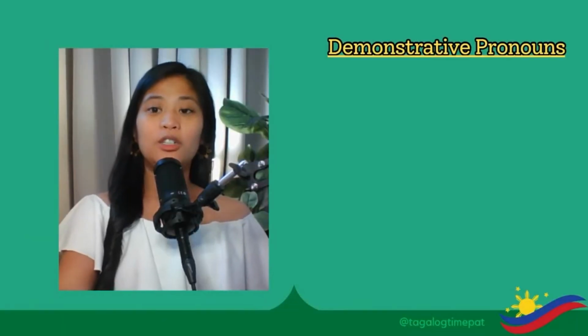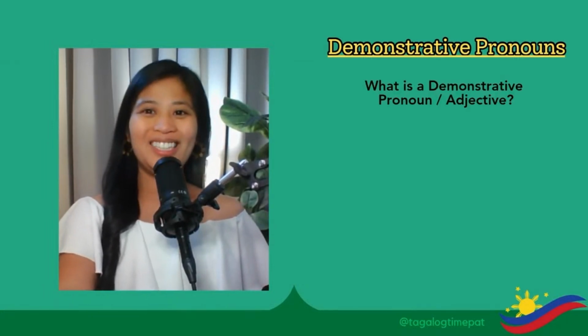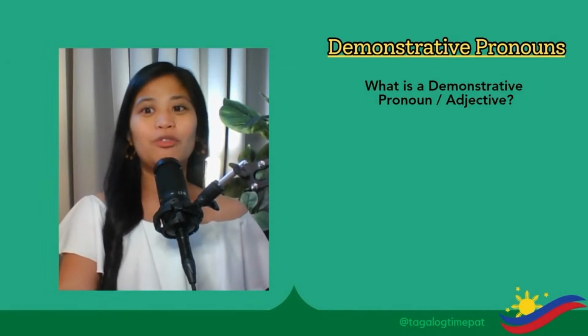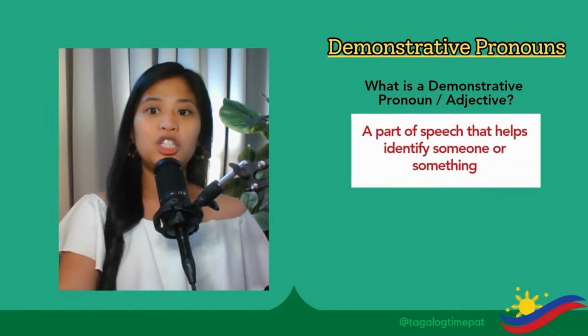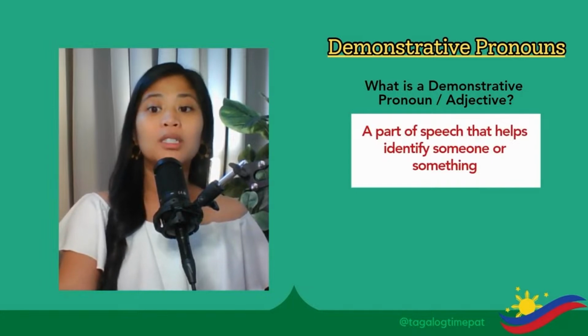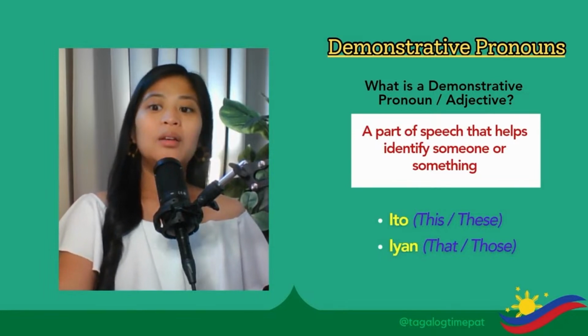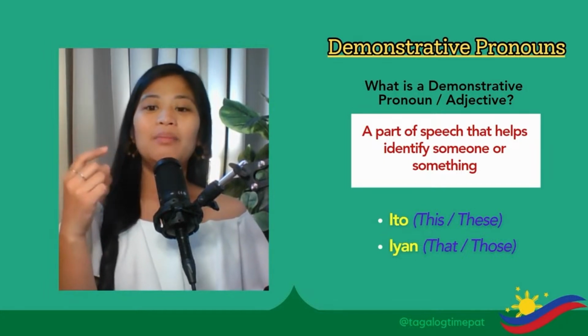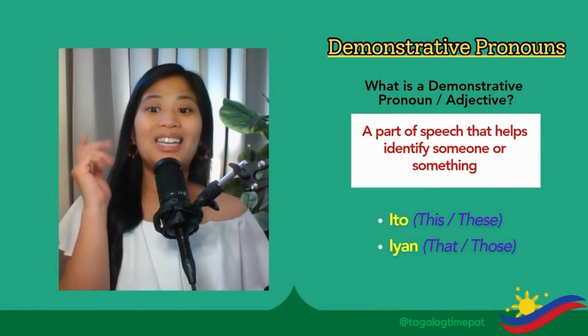All right, so now let's learn some demonstrative pronouns. It started to rain over here. I wonder if you can hear it. So what is a demonstrative pronoun? Sometimes they're called demonstrative adjectives, again, because it's describing a noun. Well, it's a part of speech that helps identify someone or something. So here are some examples. Ito means this or these. Yan means that or those. So I'm saying yan, but it's technically iyan. But it's more common to just hear someone say yan.